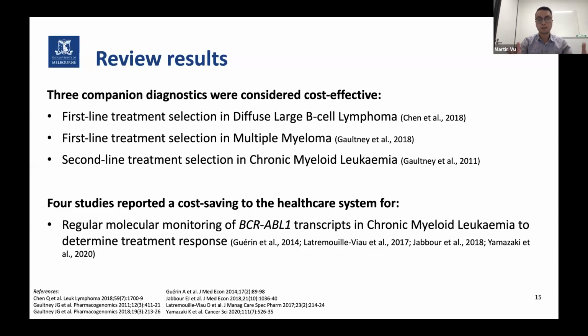But because we also considered partial economic evaluations in our systematic review, we were also able to identify 4 studies that reported a cost saving to the healthcare system. And in each of those 4 studies, they specifically focused on the regular molecular monitoring of this biomarker known as the BCR-ABL transcripts in chronic myeloid leukemia to determine when patients should stop treatment because they no longer have a response to their respective cancer treatment.